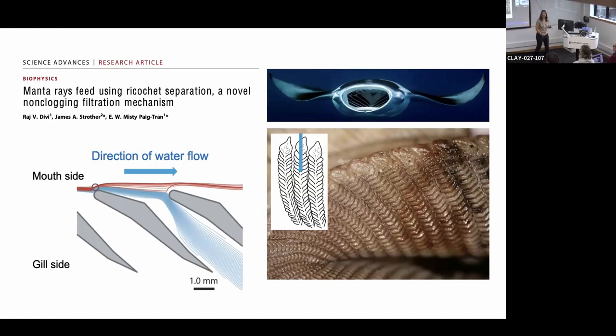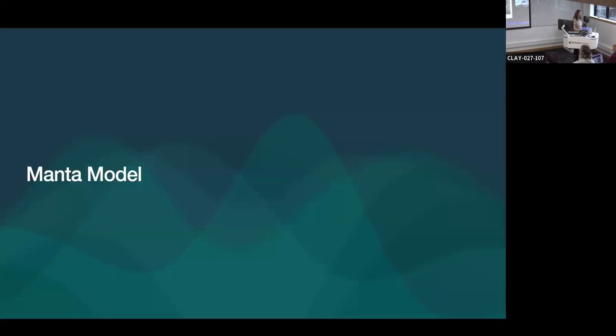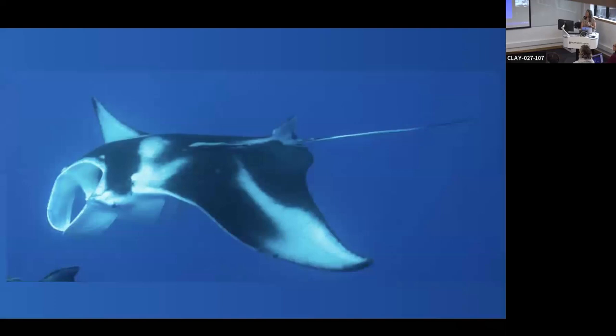Okay. All right, so I've now given you all the background I know about manta rays from the biological literature. So now we're moving to fluid mechanics. All right, so here's the manta model. Okay, so our manta model, this is our manta ray. I was brought up as a physicist, so my manta ray is a cylinder.